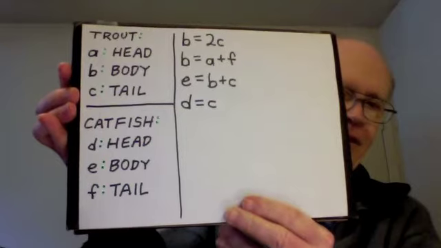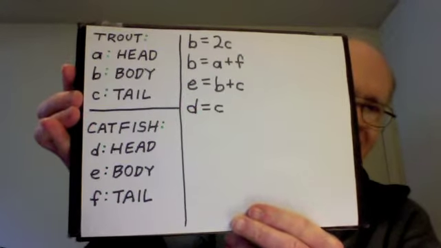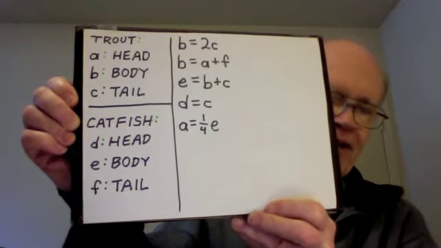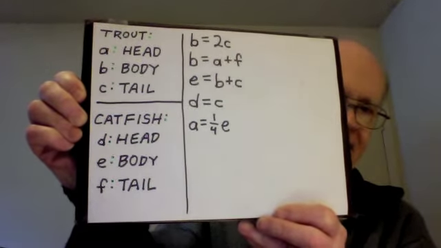The head of the catfish had the same length as the tail of the trout. That's our fourth equation, D equals C. The head of the trout had a length 1/4 that of the body of the catfish. And so we have our fifth equation, A equals 1/4 E.